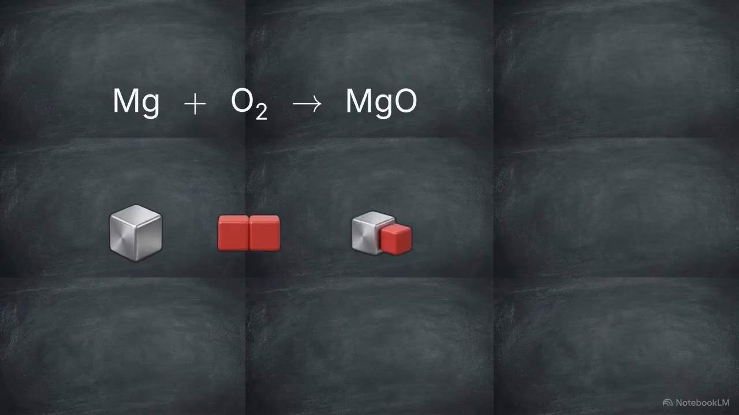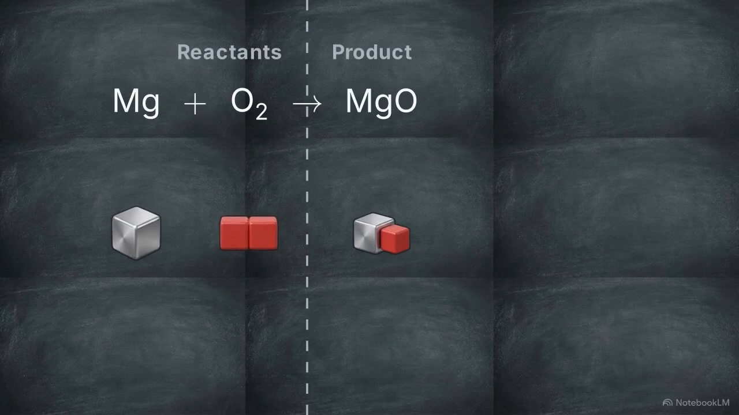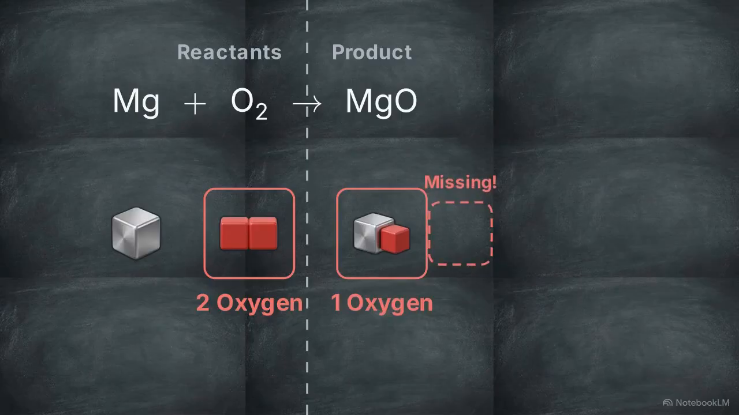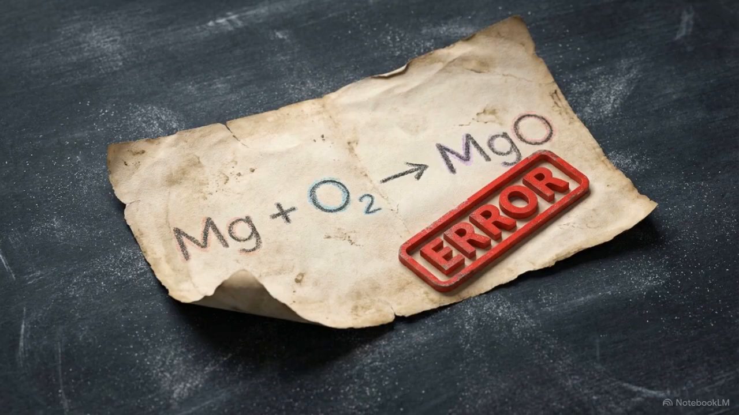You cannot create or destroy pieces. Drawing a dividing line, the blocks on both sides must perfectly match. But look, we start with 2 oxygen blocks, yet the product only has 1. Physical matter cannot simply disappear. Because the counts do not match, this equation is currently a broken instruction manual that we need to fix.